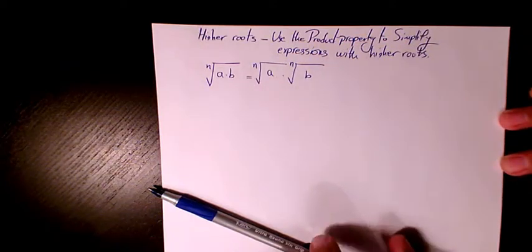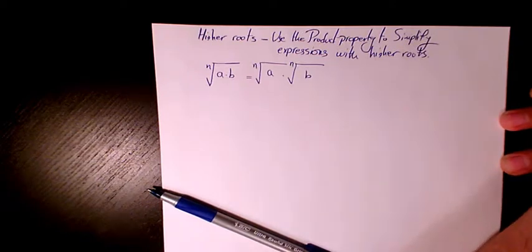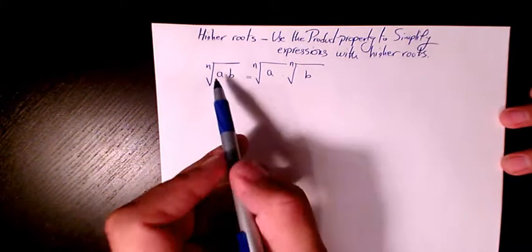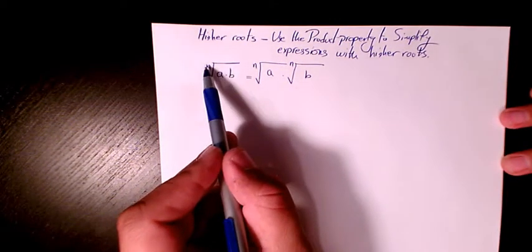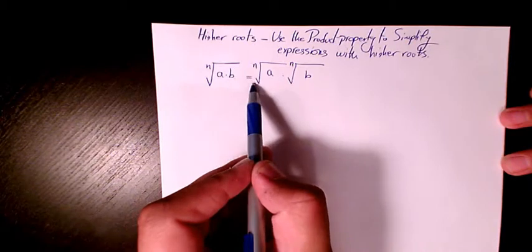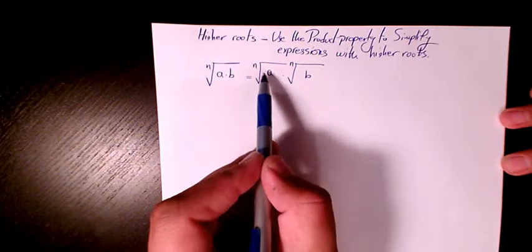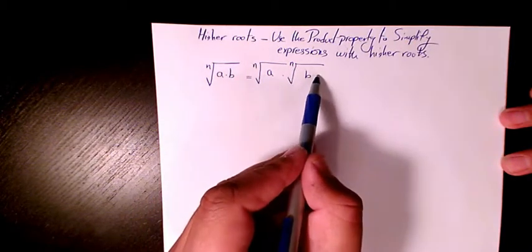In this video I want to talk a little bit more about higher roots, and in this topic we have used the product property to simplify expressions with higher roots. It means that if we have nth root of a times b, that will be equal to nth root of a times nth root of b.